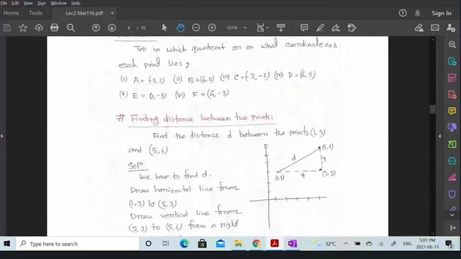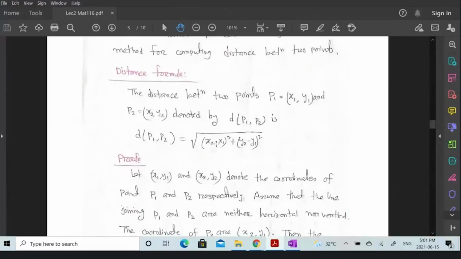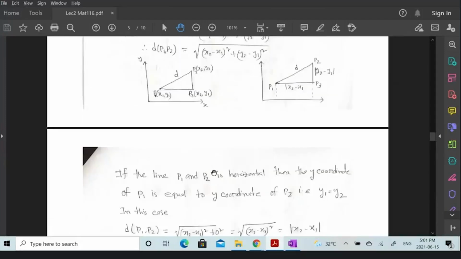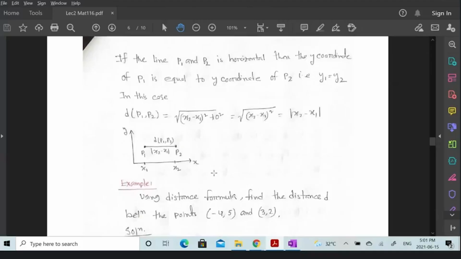Alright, let's just check it. So we have done this one. This is the formula we just derived, and here I have written the proof. You don't need to remember the proof, but this is just for your reference, to see how the formula was derived. Okay, this is very simple.